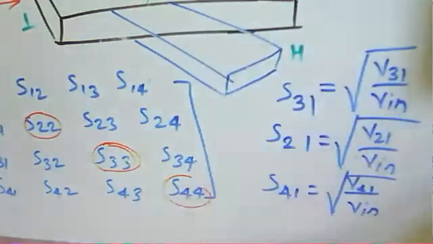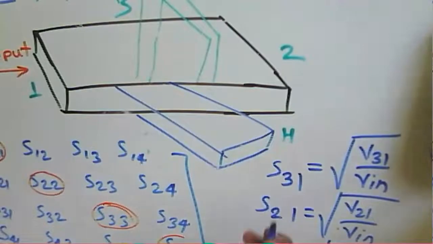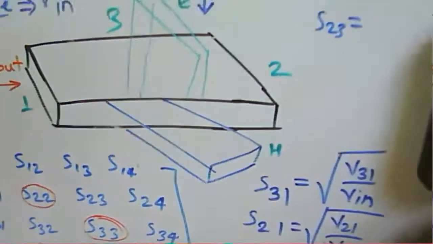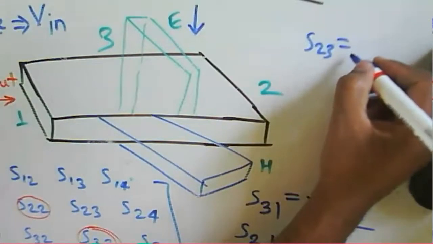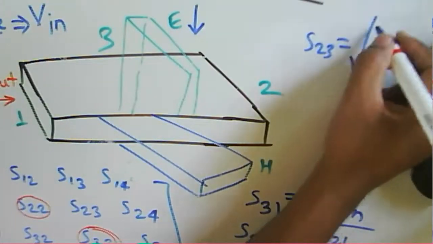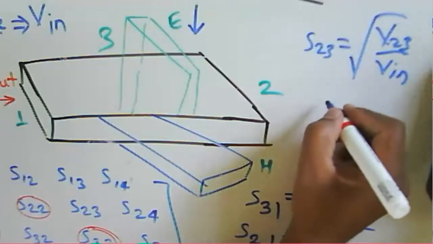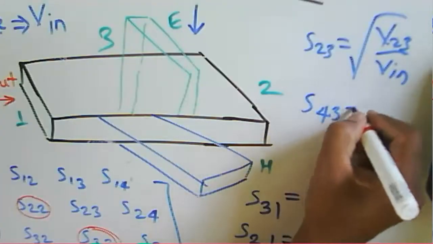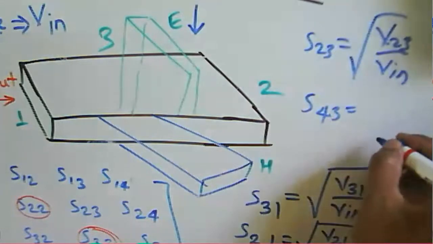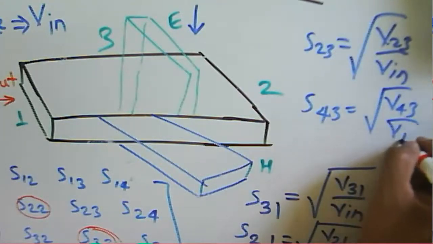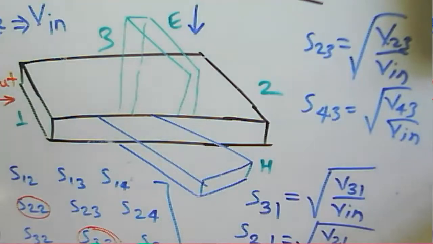Then I again write here S23 is equal to V2 3 by V in, and S43 is equal to V4 3 by V in. Likewise, this one we will get the equation.